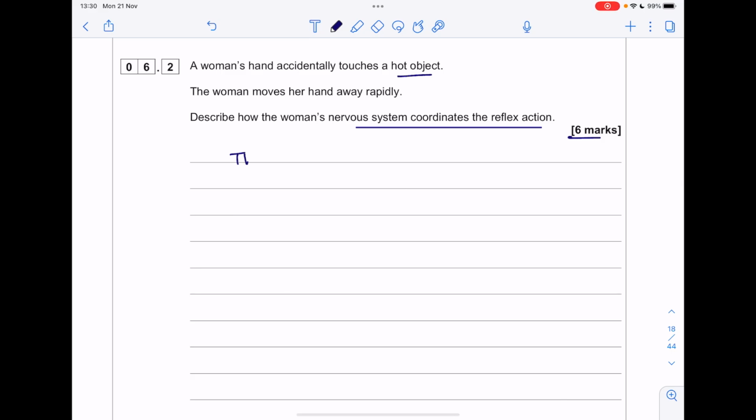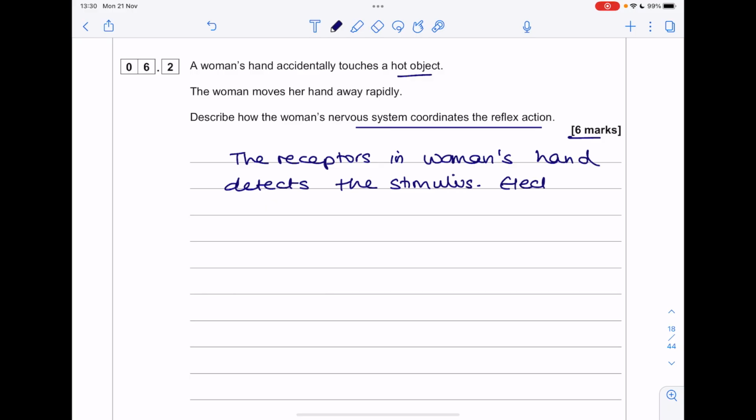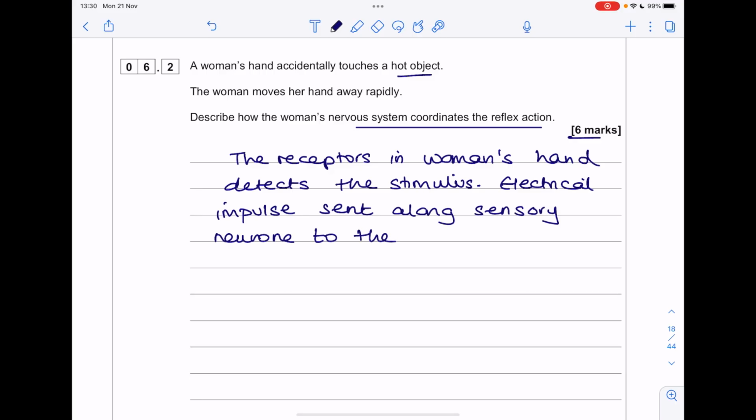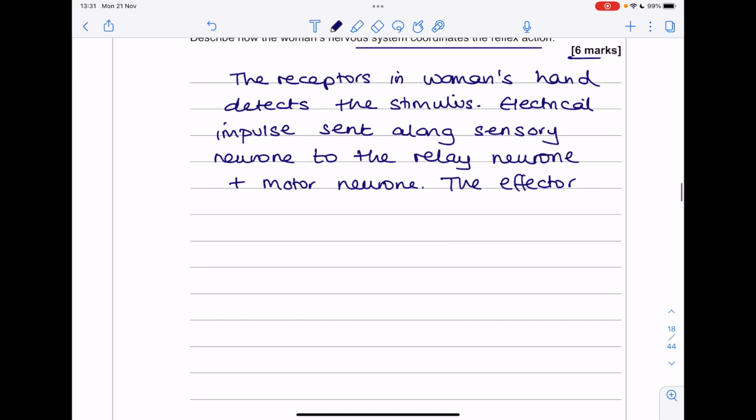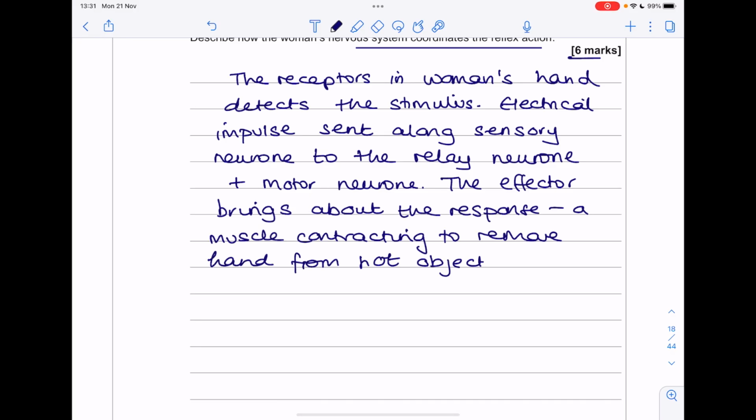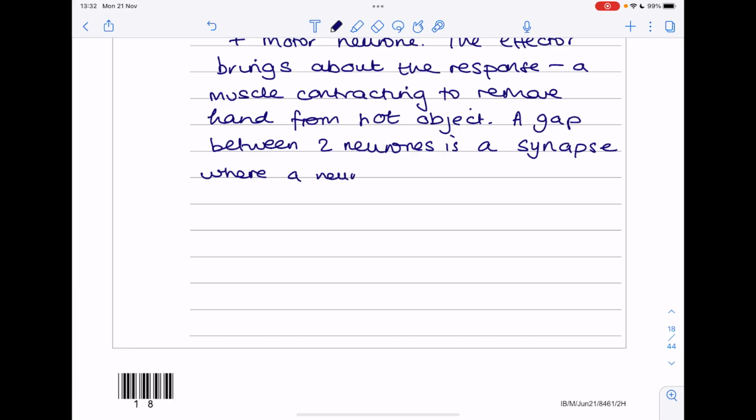So we start by saying the receptor in the woman's hand detects the stimulus, which in this case is the hot object. What's the next step? Well, an electrical impulse is sent along the sensory neuron to the relay neuron, and then lastly, the motor neuron. Then the effector brings about the response, which in this case will be a muscle contracting to draw her hand away from the hot object. And then remember, the gap between 2 neurons is called a synapse, where a neurotransmitter diffuses across.